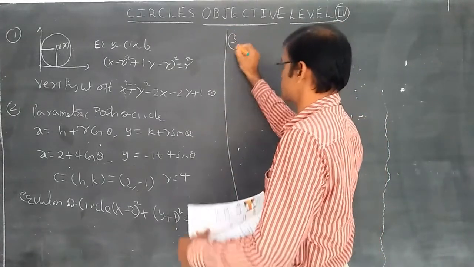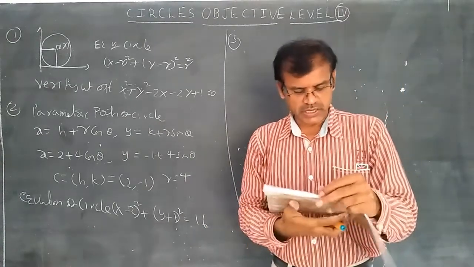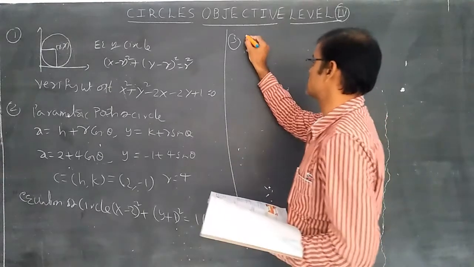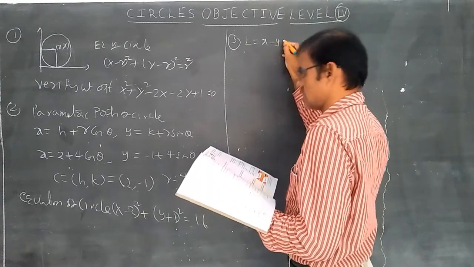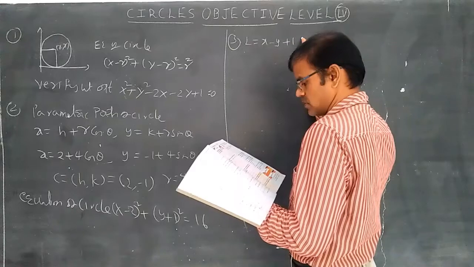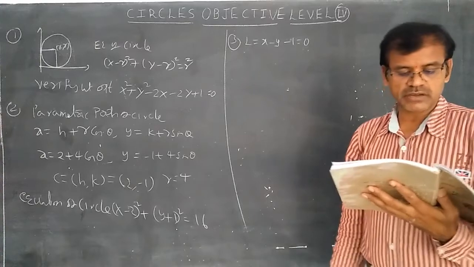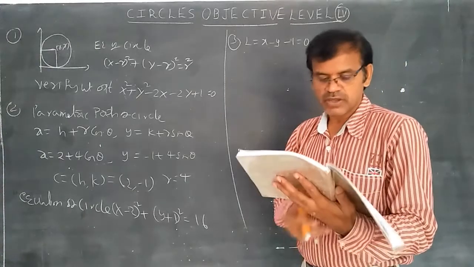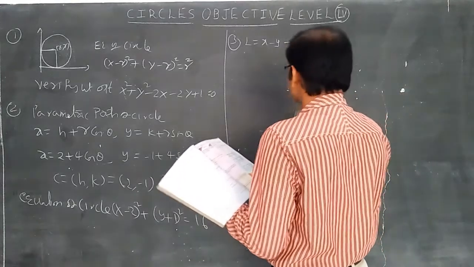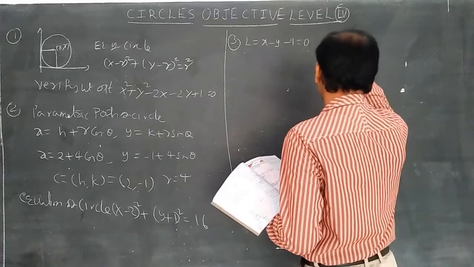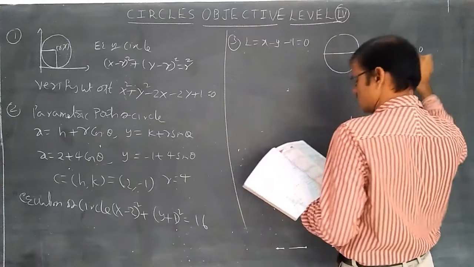Now let us discuss the third question. A circle has radius 3 units and its center lies on the line y is equal to x minus 1. So we can write the line as x minus y minus 1 equal to 0. The circle's radius is 3 units, the center lies on the line, and it also passes through the point (7, 3). The center lies on the line x minus y minus 1 equal to 0.